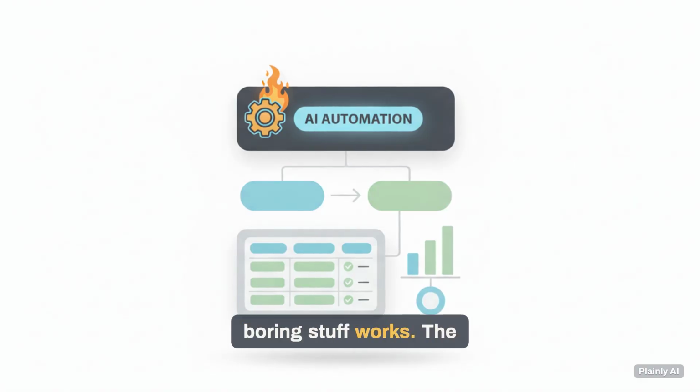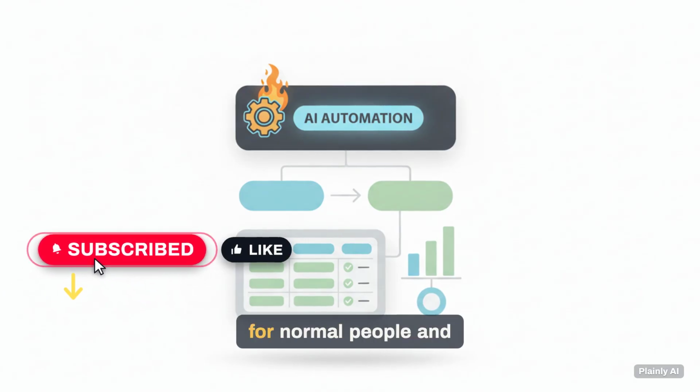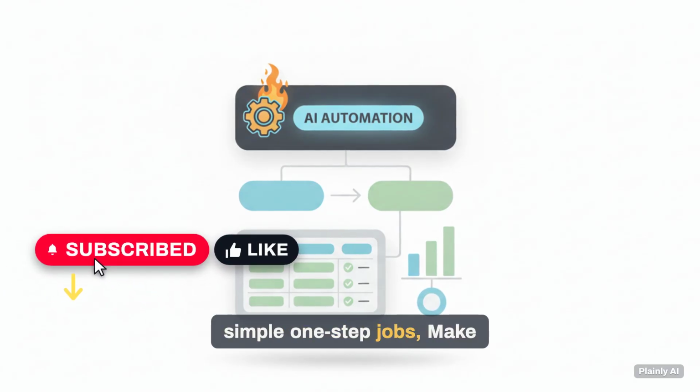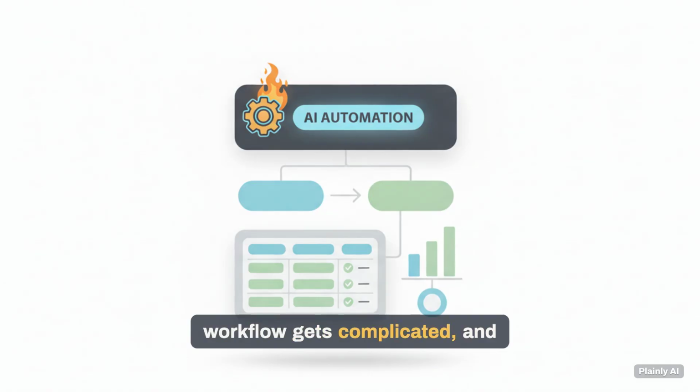The boring stuff works, the flashy stuff fails, and if you're choosing between Make and Zapier to get started, the honest answer is simple. Zapier is the easier on-ramp for normal people and simple one-step jobs. Make is cheaper and far more powerful once your workflow gets complicated, and neither one fixes a process that's already a mess.